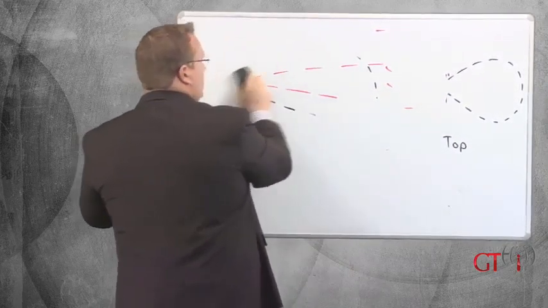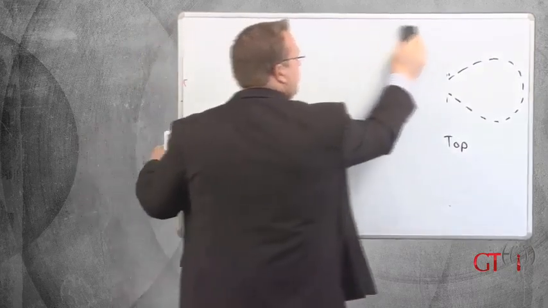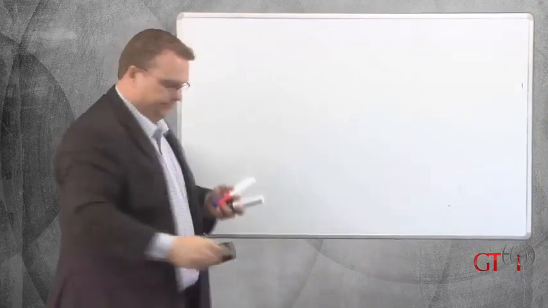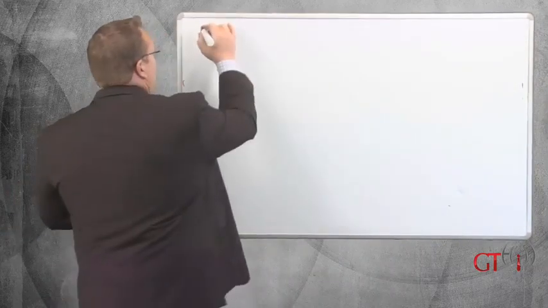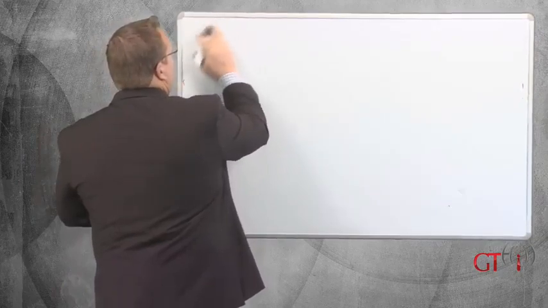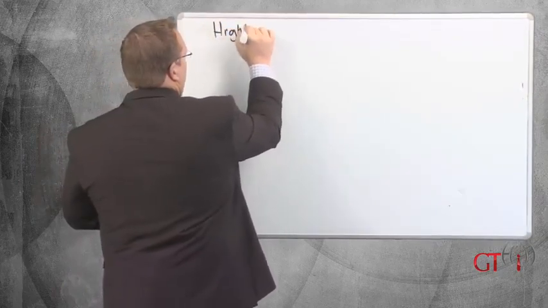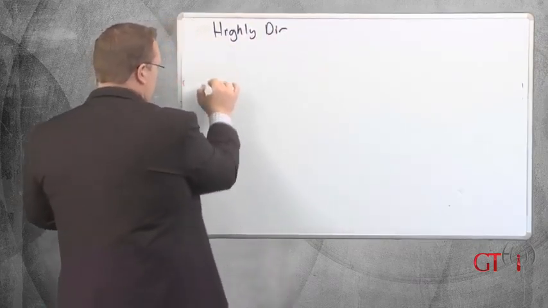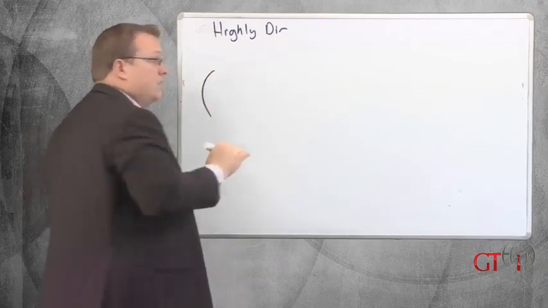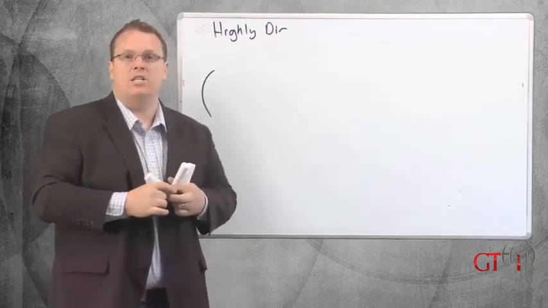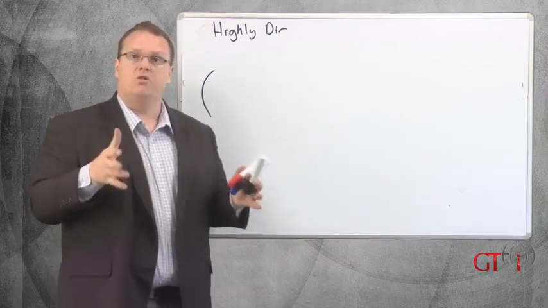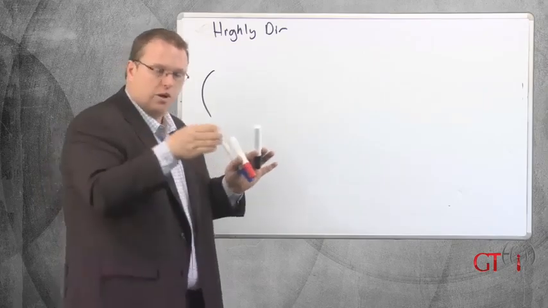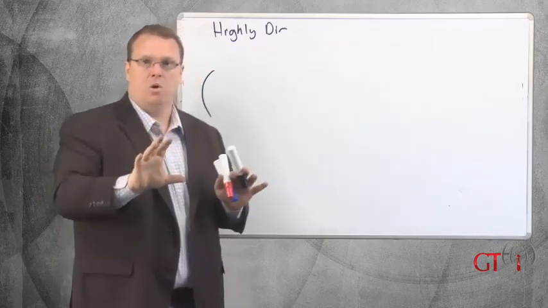A highly directional antenna, as you can imagine, has a very tight beam width. A lot of times these highly directional antennas are very easy to spot because they're some sort of a dish or a grid. Now, the difference between a dish and a grid: they're both curved and both have their transmitter that reflects that signal in one direction.